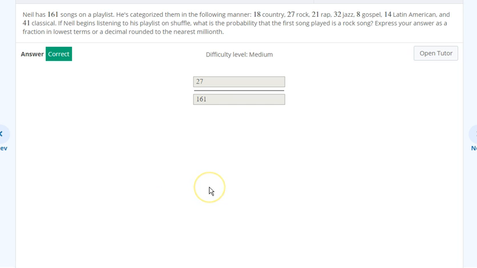Now, another type of probability problem you might run into is something like this. Here, a person has this many songs that they can play. They've been categorized into country, rock, rap, jazz, gospel, Latin, and classical. So these are your different categories.